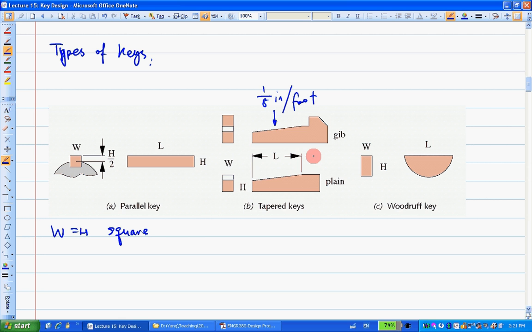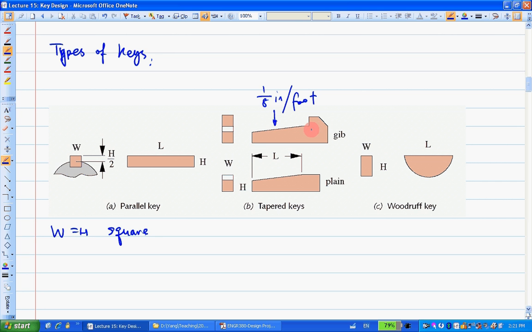There are two different kinds of taper key. One is called plain, the other is called the gib head taper key. So this is a plain one, and that's the gib head. The gib head has a little protrusion here. The purpose is just to facilitate removing the key out of here. However, with this little protrusion, it may also cause some other problems. Maybe it'll get in the way of some other objects, right?